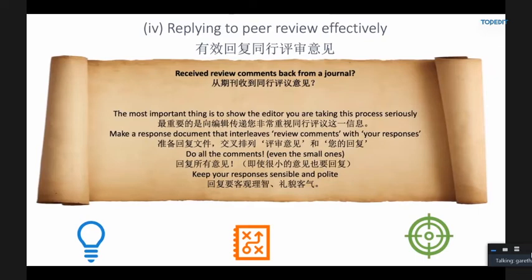So make a document, put the time into this that interleaves the review comments. Comment from reviewer 1, my response. Comment from reviewer 1, my response. Comment from reviewer 2, my response. Do all the comments. Keep your responses sensible and polite. Lots of people use a different color, a different font when responding to these review comments in order to show clearly to the editor what they've done in the file.